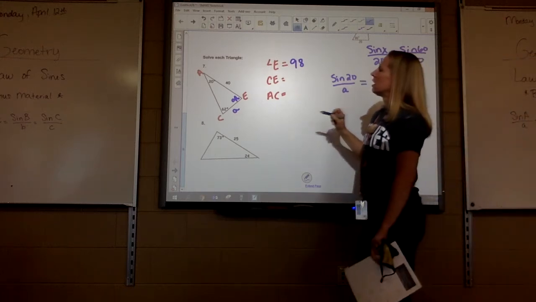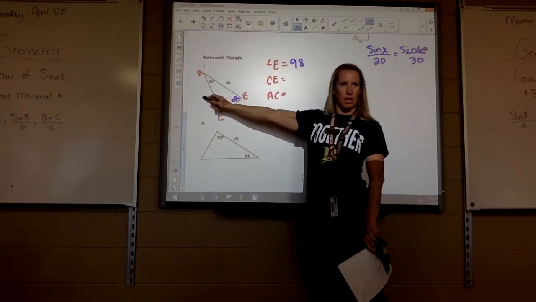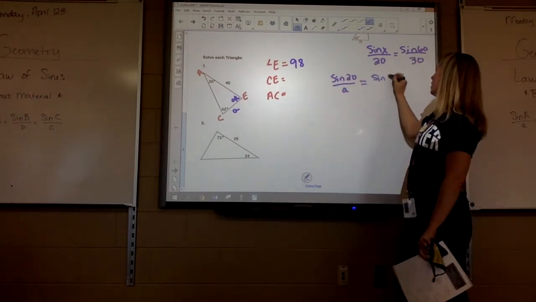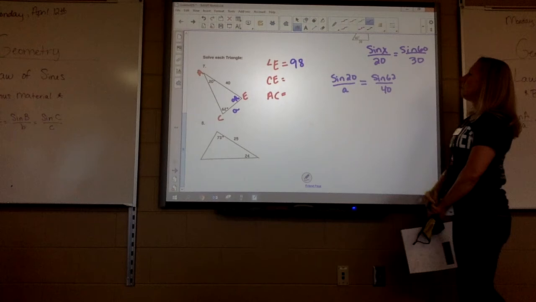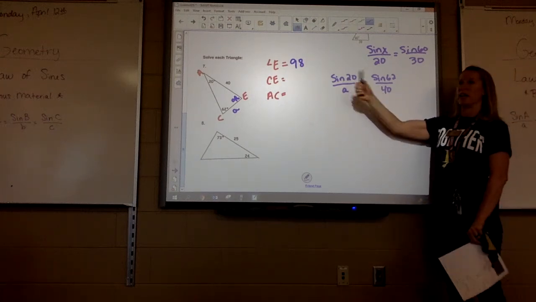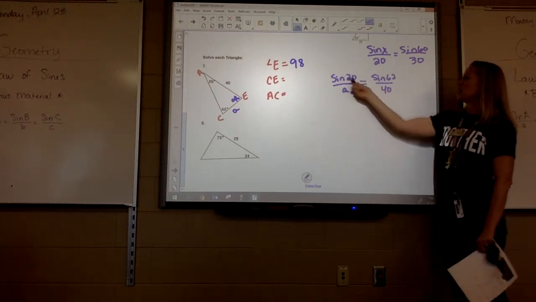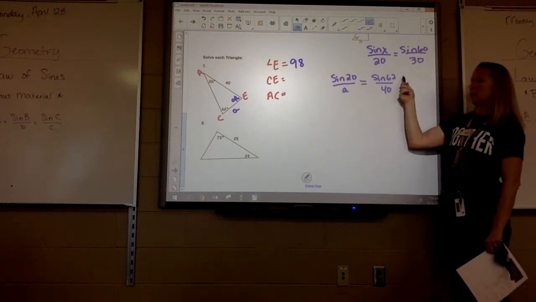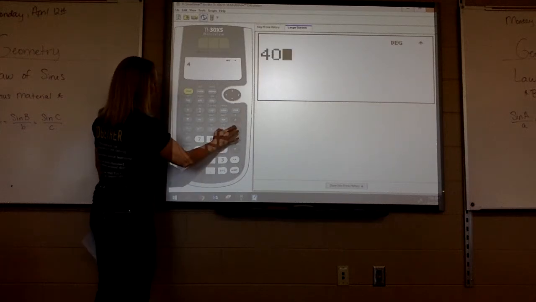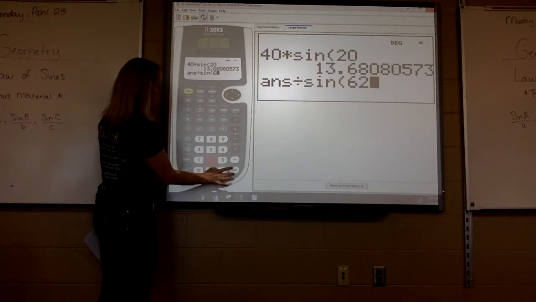Equals, now I can't use the sine 98 because I don't have anything across from that. Do you guys see that? So I have to use the sine 62 over 40. So we cross multiply 40 times sine 28. I don't have to use any second buttons because I know all the angles. So 40 times sine 20 and then divide by sine 62.